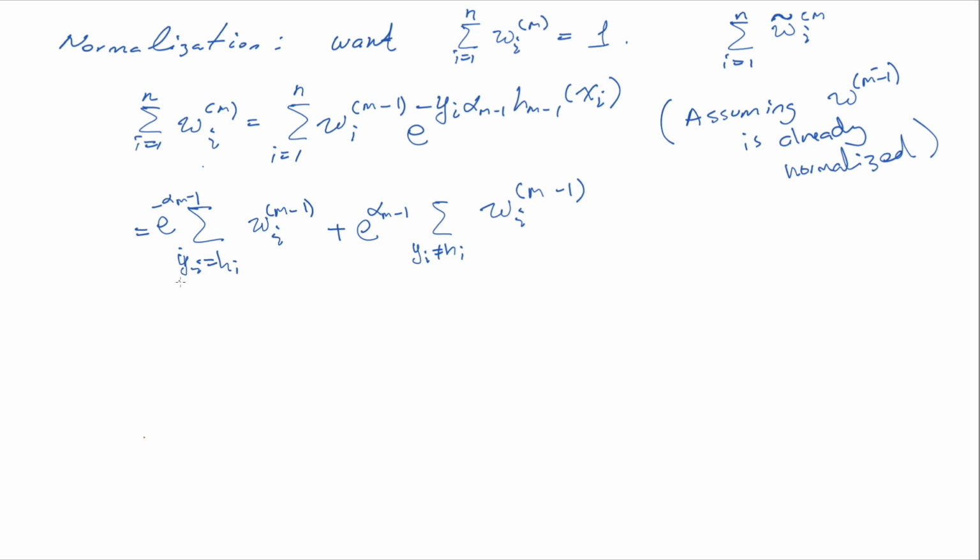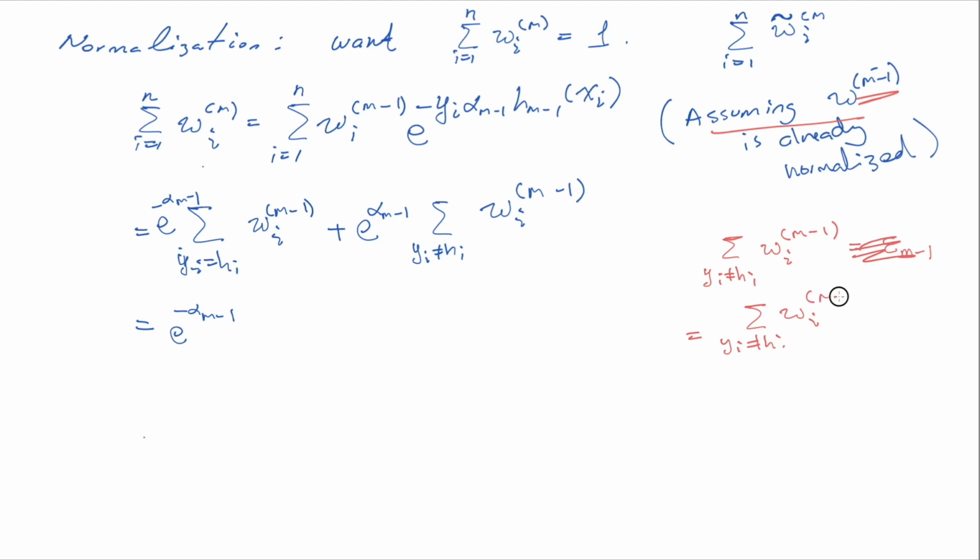Okay, now what is this? How do we simplify this first expression? Let me just note, what is the sum over y_i not equal to h_i? Well, this is just equal to the error rate at m minus 1, right? Because remember, I'm assuming that the previous weights are already normalized. So this guy is equal to taking the sum divided by the sum from 1 to n of w_i^(m-1), because this denominator is just equal to 1 already. So these two are equal, and we know that this is just equal to the error rate at m minus 1. So this assumption of previously normalized weights means that this summation here is just epsilon_(m-1).